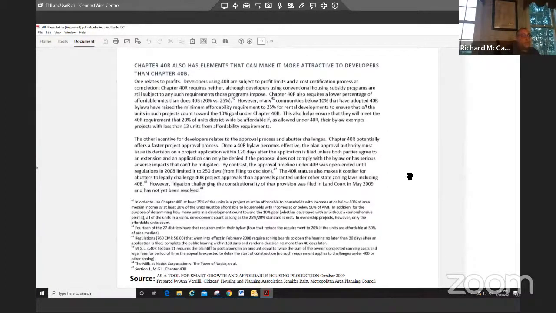The other piece, which is the idea of appeals: if somebody were to appeal a 40R, they have to put up bond, and so to appeal a 40R project, you really have to have good merit. It's not something that can be done without financial implications, which, from a project standpoint, could be a positive, even from the town standpoint if it's a good project. So that's another piece of 40R that doesn't exist with 40B.